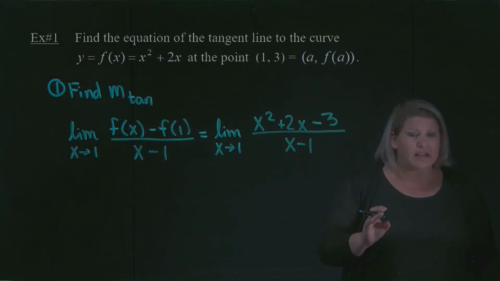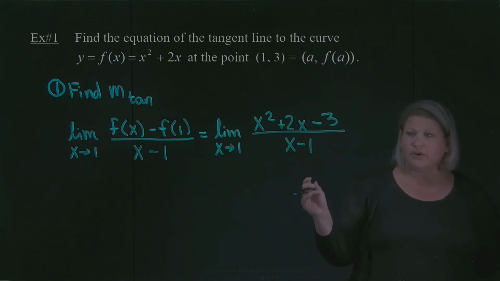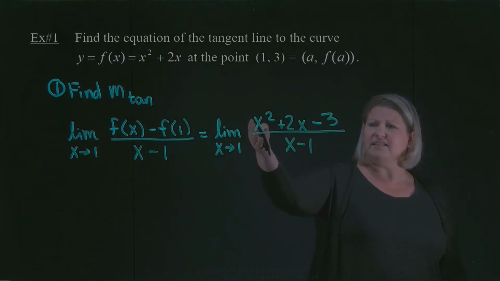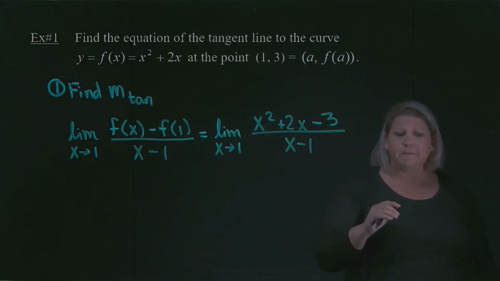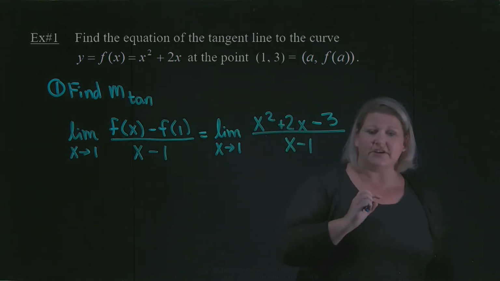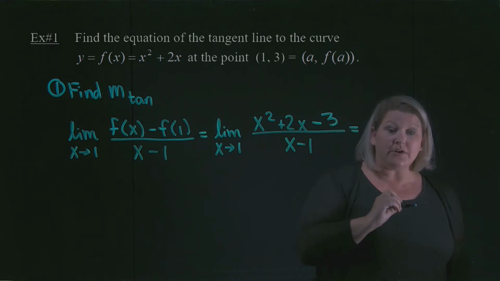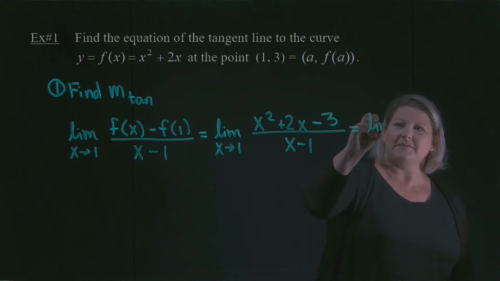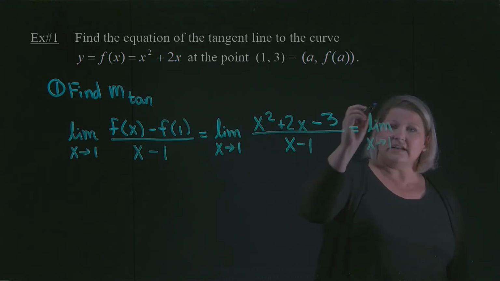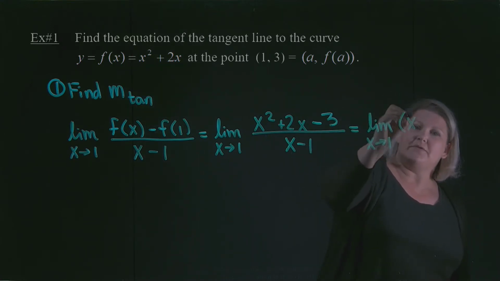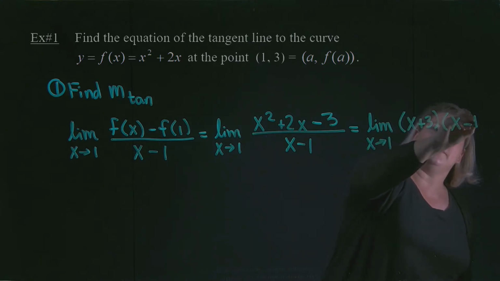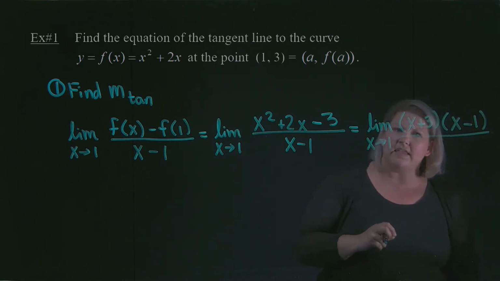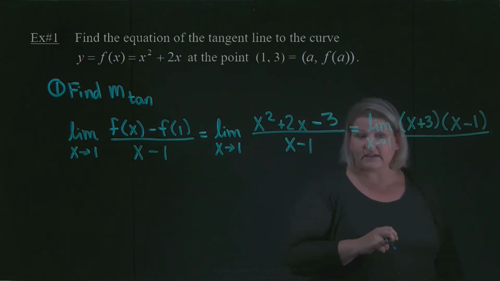If I plug 1 in first, which is what I always want to do, I end up with 0 on the top and 0 on the bottom. And that's not okay. Can't have a 0 on the bottom. So I'm going to try to cancel some things. Before I can cancel, I need to break stuff up. So I'm going to factor the top function. And that factors into x plus 3 and x minus 1.